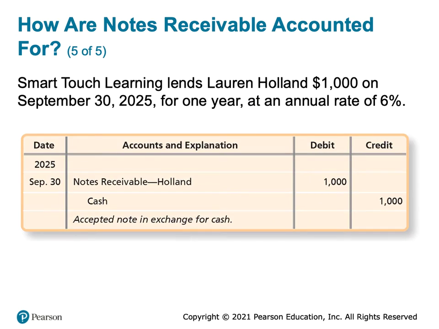So as far as the journal entry goes, again, remember that we're the company issuing notes to a borrower. And so what that looks like is a debit to Notes Receivable, Holland. So again, we're using that subsidiary ledger to identify specific clients, I guess you could say. And a credit to cash. So that's decreasing our cash because we're giving it to somebody else. We're increasing the asset of a Notes Receivable because we are going to get that back in the future.